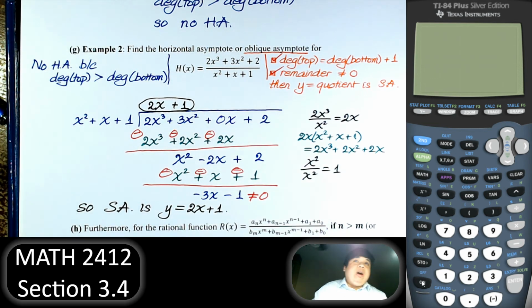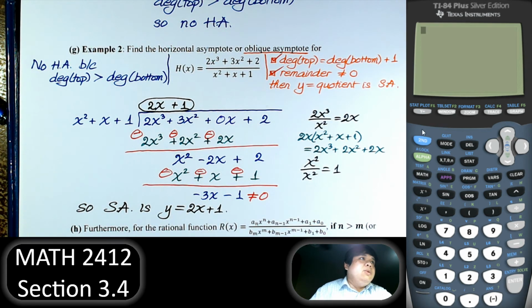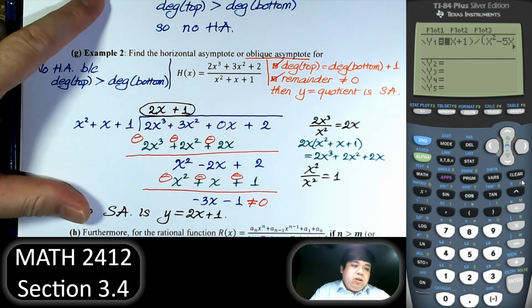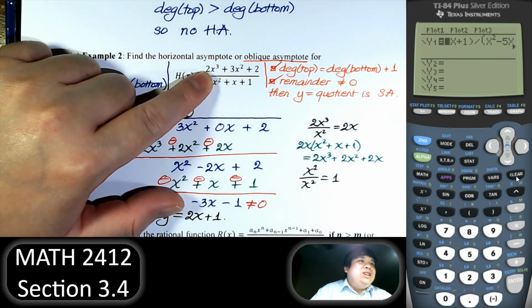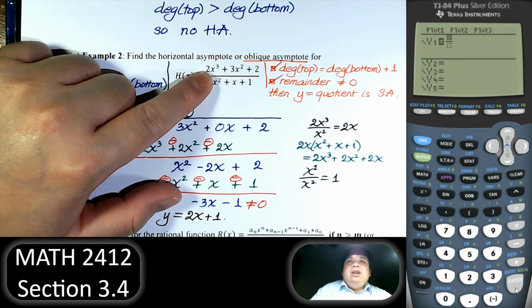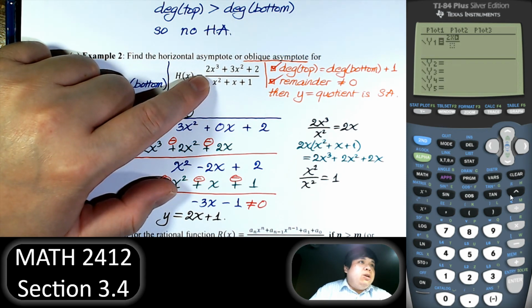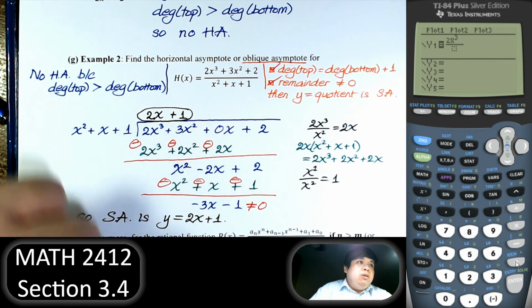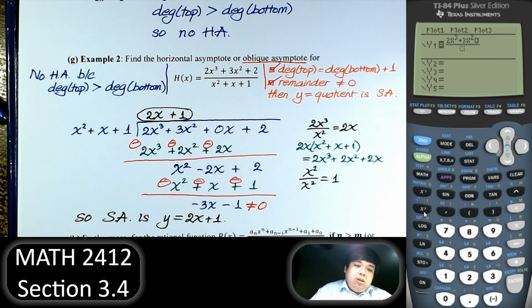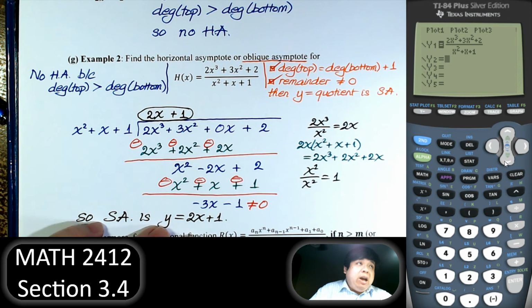Now let's see how the graph will look. First, let's enter this function: 2x cubed plus 3x squared plus 2, over x squared plus x plus 1. And then we have 2x plus 1. Let's see the graph.